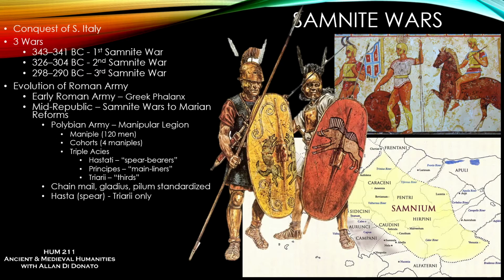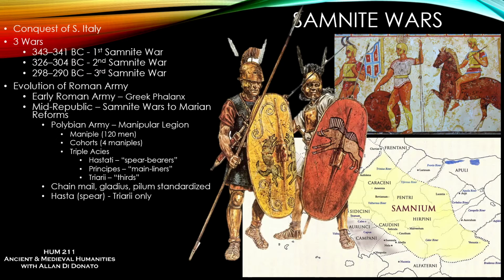And then the maniples would form cohorts, which are basically groups of 4 maniples, and then they would be made up of 3 basic rows of different types of warriors: the hastatii in the front, the principes, and then the triarii. The names being the spear bearers, the mainliners, and the thirds. Now, the names don't really mean anything during this period. This kind of refers to earlier designations.